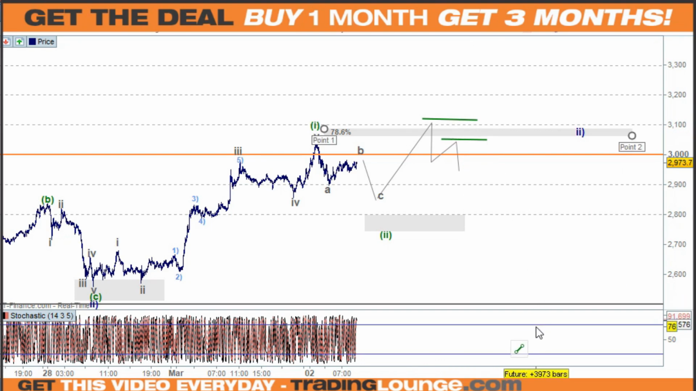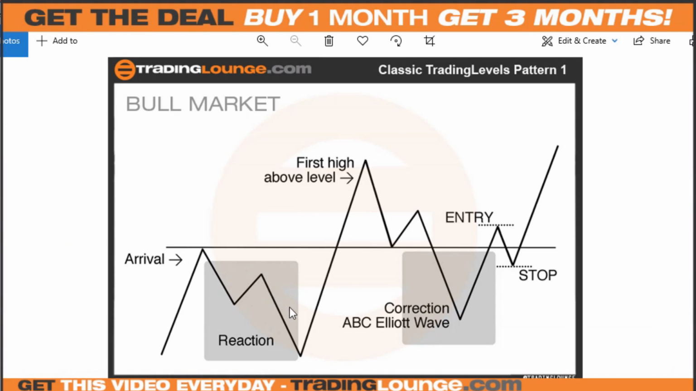So that's where you'd go long from there, but you could buy this pullback here as well. In terms of the classic trading levels pattern, this is the arrival here, and we're looking at the reaction here, and then the first high above the level. If this is the 3,000 across here, pulling back here.